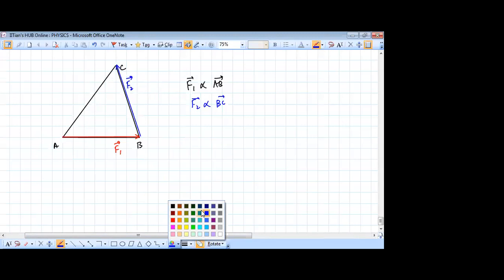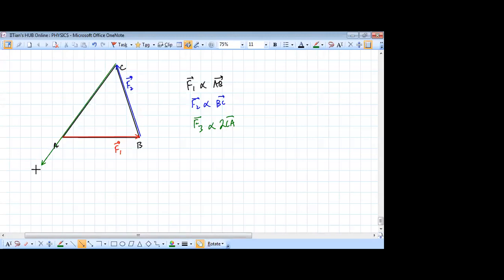F3 is proportional to not CA, but twice of that. F3 is proportional to double of CA. So it should become the vector CA plus another vector CA. So it should be double of that. So F3 in this diagram will now look like this. F3 will not overlap exactly, but it will continue in the same direction till it goes to double of the length. So this is becoming my F3. Okay. So that is double of CA.